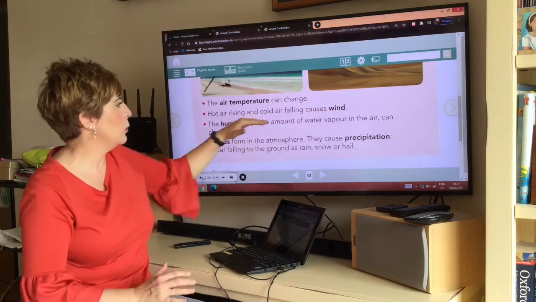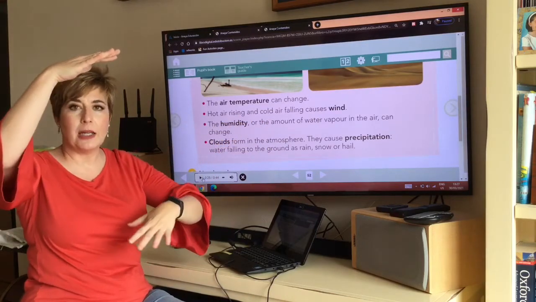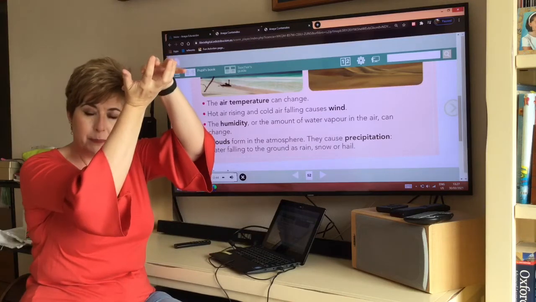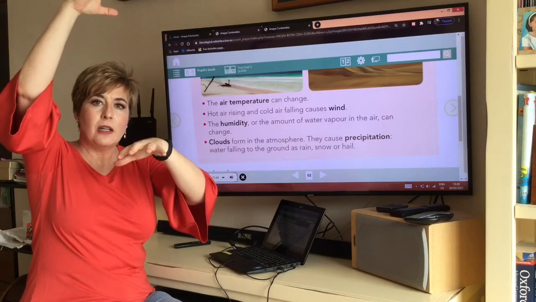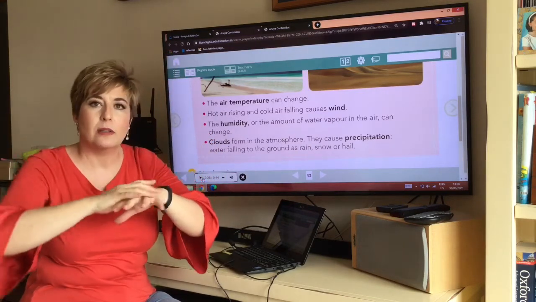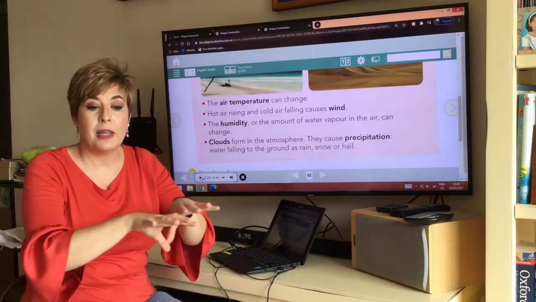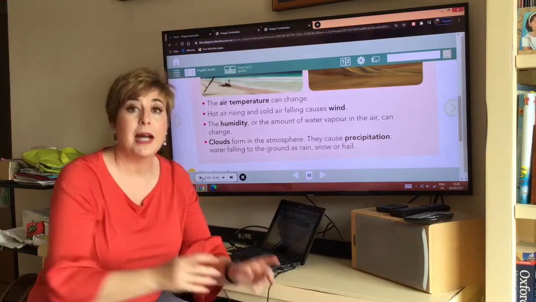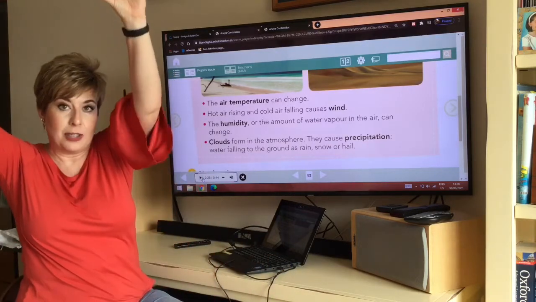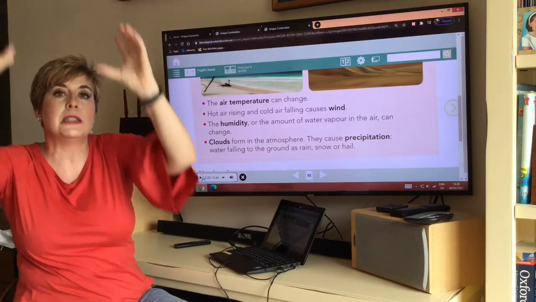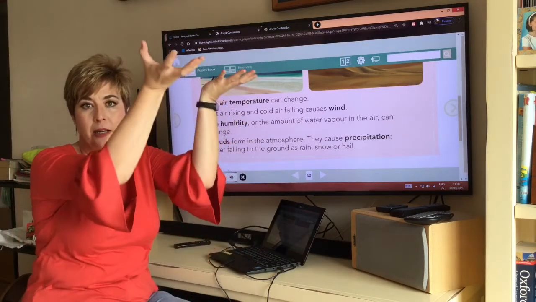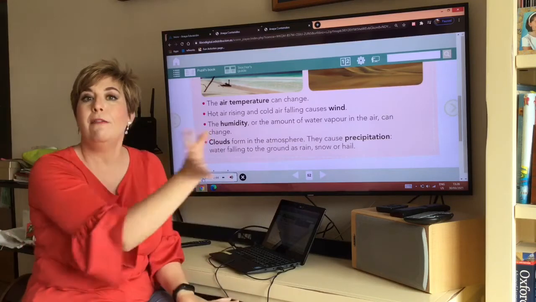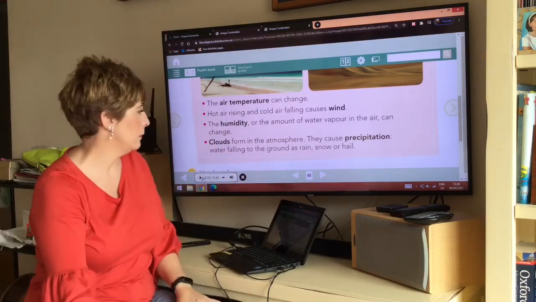Why do we have wind? Because hot air rises. Remember, hot air always goes up and cold air always goes down. That's why we have the calefacción, the central heating, at the bottom and the air conditioning at the top, because the cold air is going to go down and the hot air is going to go up. When they crash, we have wind.